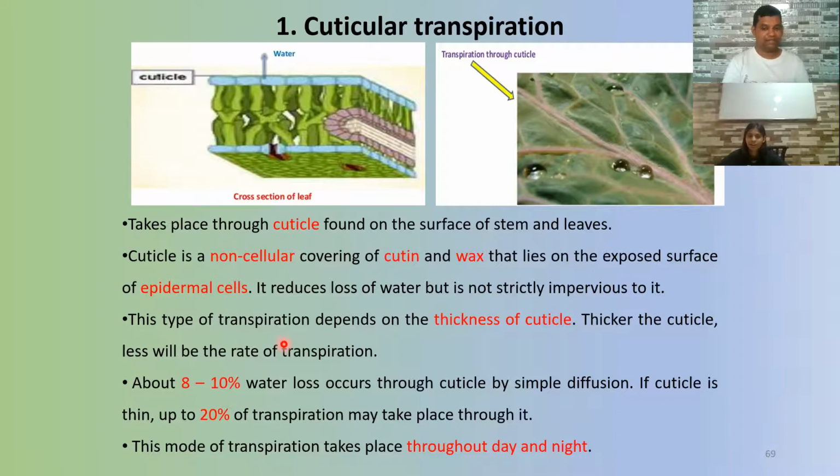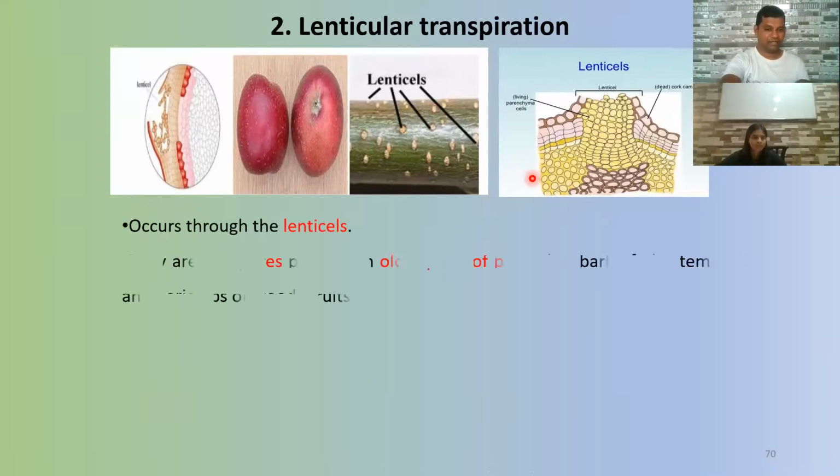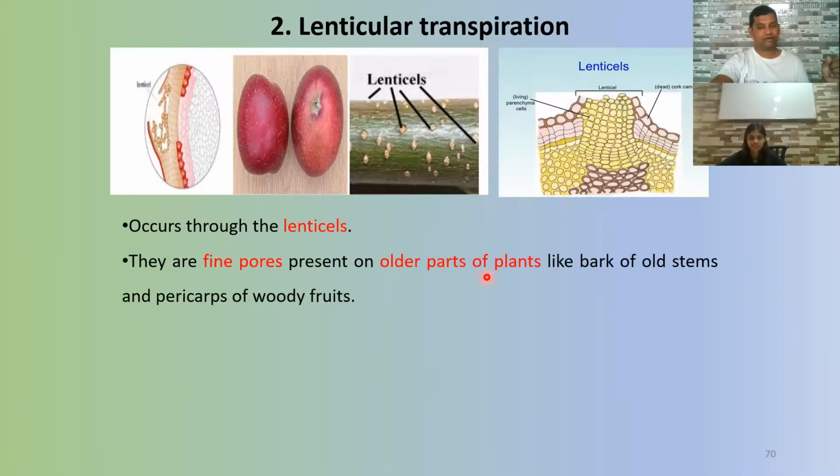Understood well? Cuticular done. Lenticular transpiration. Lenticular has come from the word lenticels. Have you ever seen white color dots on the surface of a stem? For example on an apple, very minute white color dots. So they are pores. Lenticels are fine pores present on older parts of the plants, in the pericarp of fruits or in the bark layer of old stems.